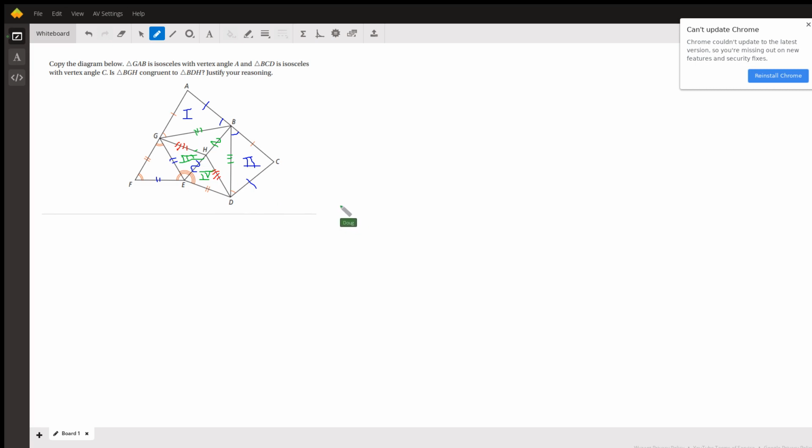Now you should know the reason that triangle BHG is congruent to triangle BHD. Got everything marked that you need.